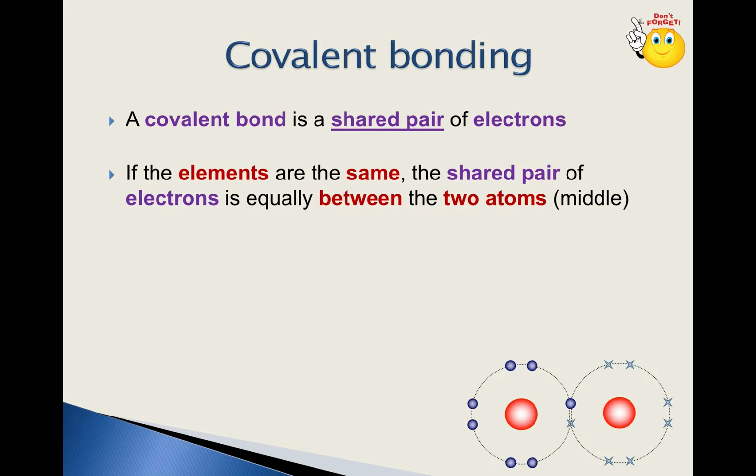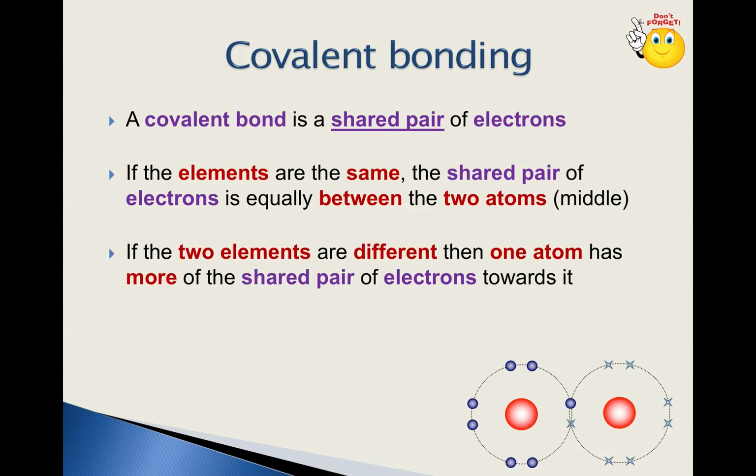So if both atoms are chlorine atoms, then that shared pair of electrons is in the middle, and we expect that. However, if the two elements are different, then one atom has more of the shared pair of electrons towards it than the other. So instead of the shared pair of electrons being in the middle, the shared pair of electrons are closer to one of the atoms than the other one. And that's why this concept of electronegativity comes in. So this happens because of electronegativity.